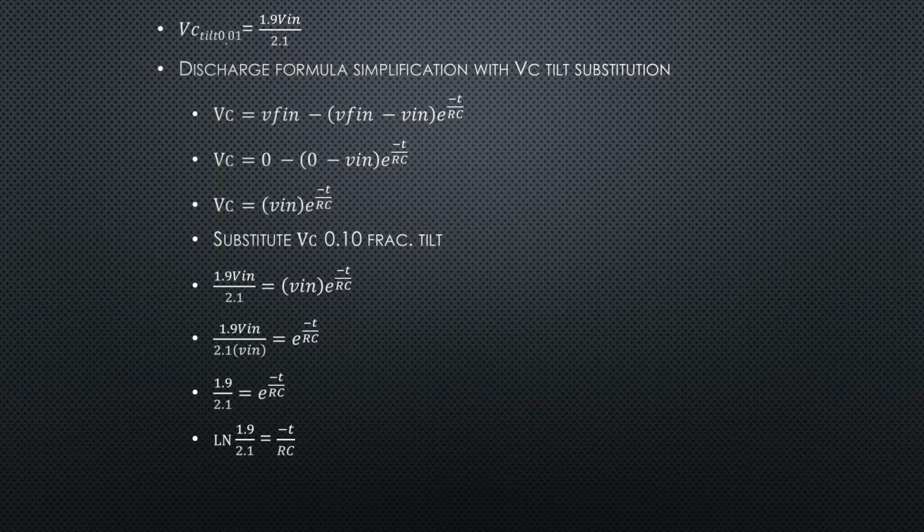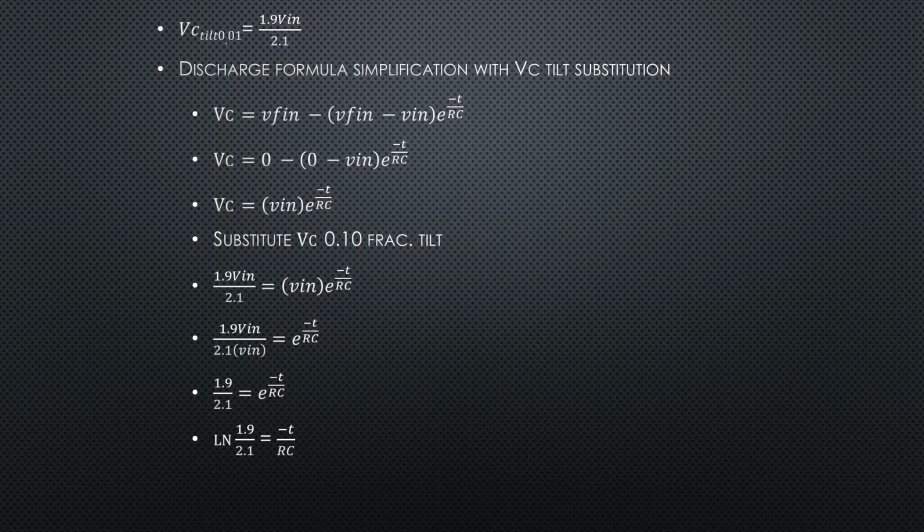Let's start with our initial formula. VC equals V final minus V initial e to the negative time over RC. And because we're operating in the discharge, we're looking at a signal that's going down. It's a discharge, so for the V final we're putting in zero. That leaves us with VC equal to V initial e to the negative time over RC.